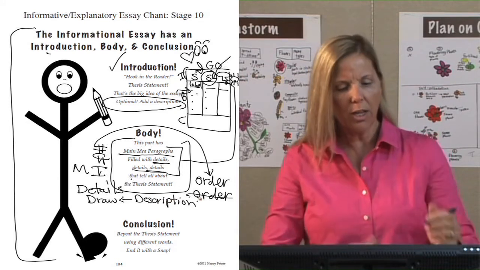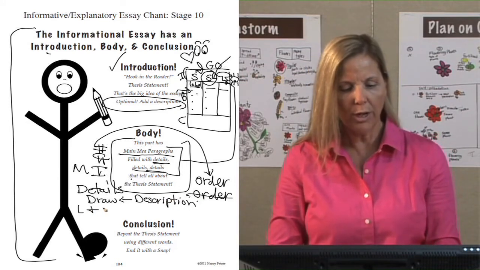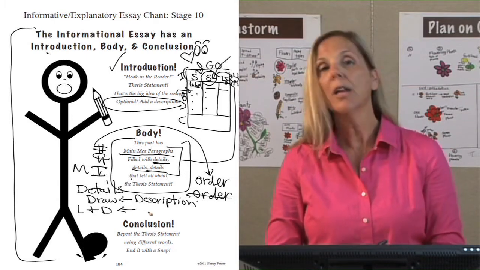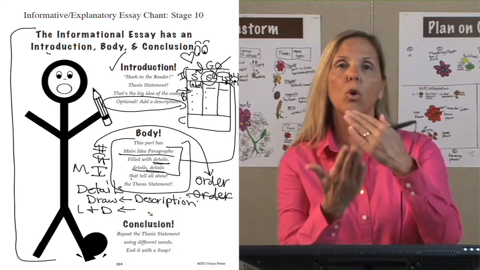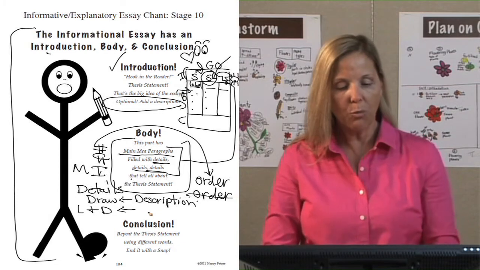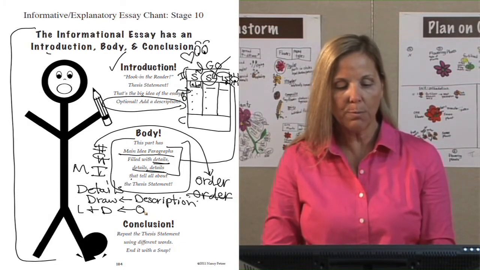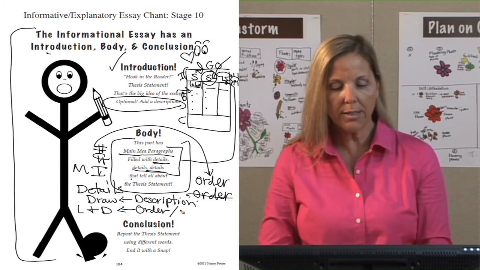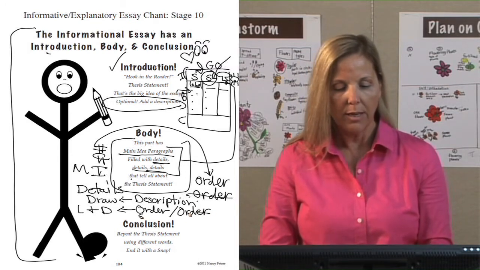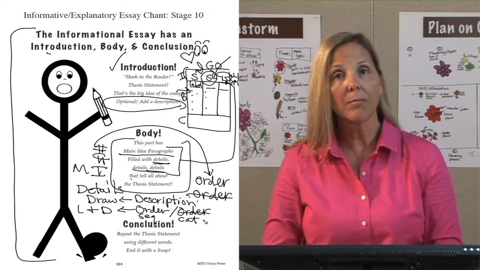List and draw means, so I'll put L and D here for list and draw, means that first of all, we're going to make a list. So if we make a list, that means that it could be in order or it doesn't have to be in order. So what do we have there? We have sequencing, or the list is categorizing.